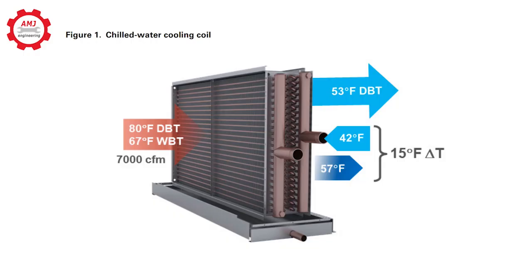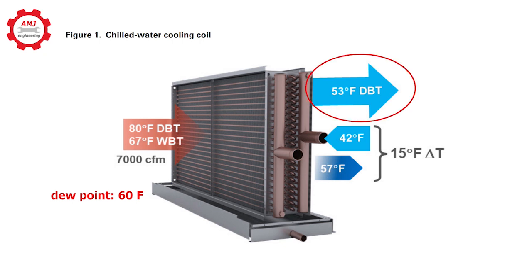As an example, for the leaving water temperature to be 57 degrees Fahrenheit, the coil in Figure 1 is selected with a 42 degrees Fahrenheit entering water temperature. This would comply with the minimum 15 degrees Fahrenheit delta T requirement. Let us assume the entering air conditions are 80 degrees Fahrenheit dry bulb and 67 degrees Fahrenheit wet bulb, which equates to a 60 degrees Fahrenheit dew point.